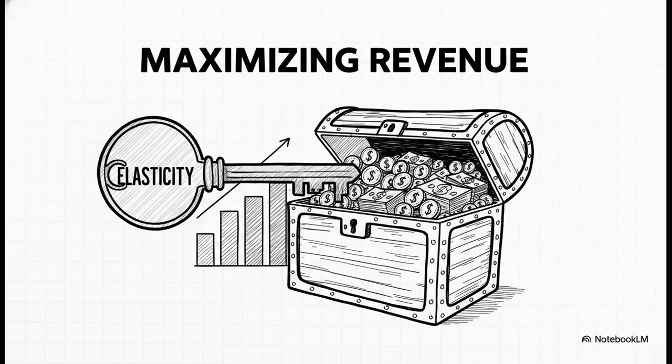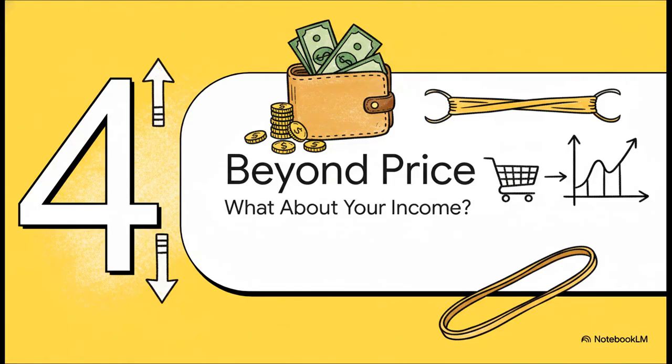You can see why this is just everything for a business. Knowing if your product is a stretchy rubber band or a stiff one is absolutely fundamental. If you price an elastic good too high, you could totally tank your sales. But if you price an inelastic good too low, you're literally just leaving money on the table. Okay, so we've talked a lot about price, but what about your income? Let's see how that fits in.